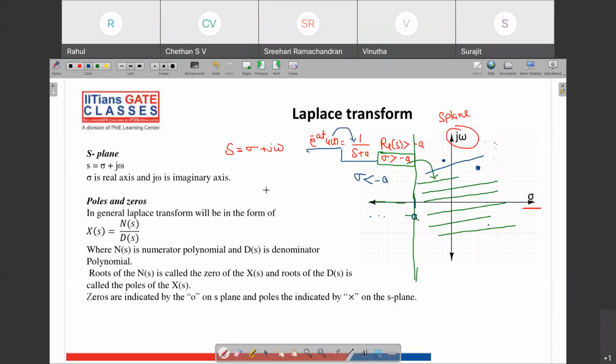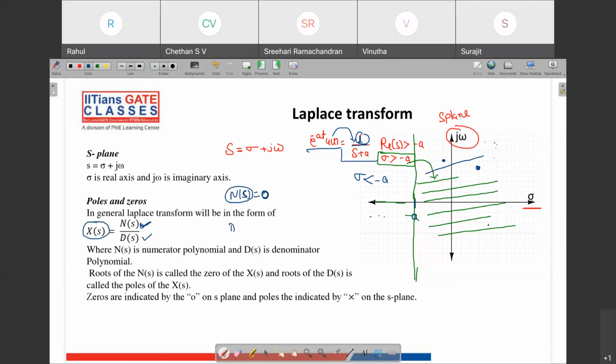Now, whenever you calculate the Laplace transform, it will be in this form. You will have a numerator expression and a denominator expression. For example, we just calculated the Laplace transform, which was 1 by s plus a. Here the numerator is equal to 1 and the denominator is s plus a. If you take the numerator and equate it to 0, since this is some polynomial of s, you'll get some root of s. Those roots we call a zero of the Laplace transform.